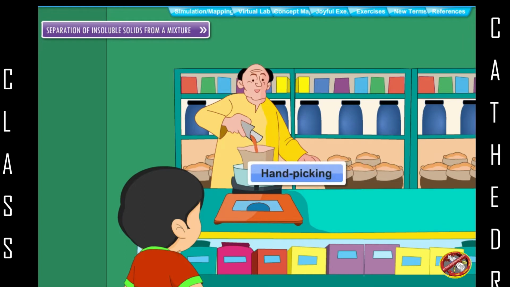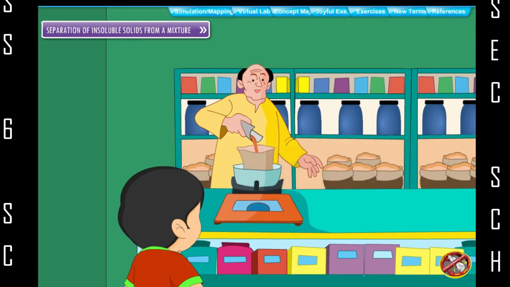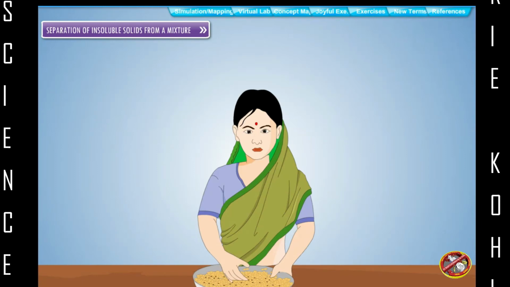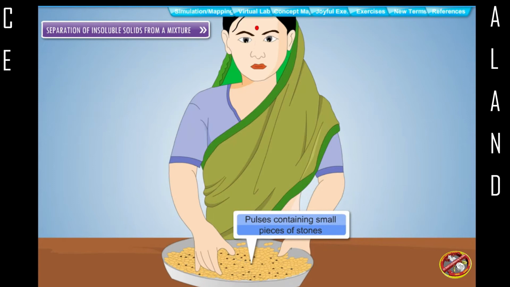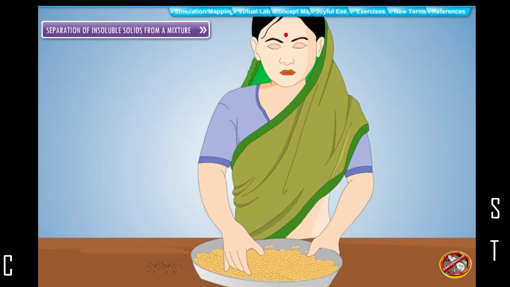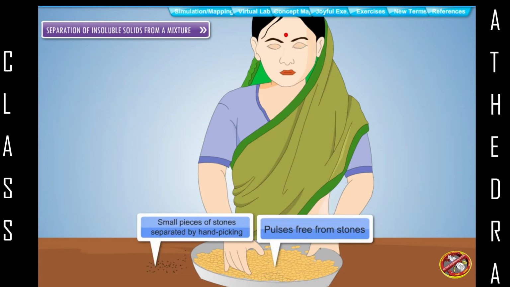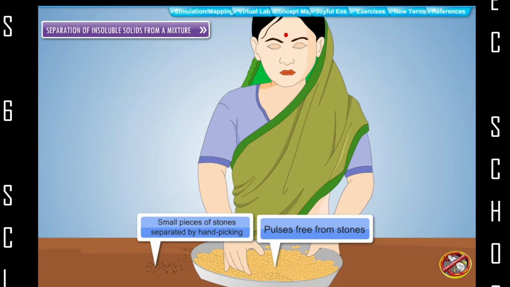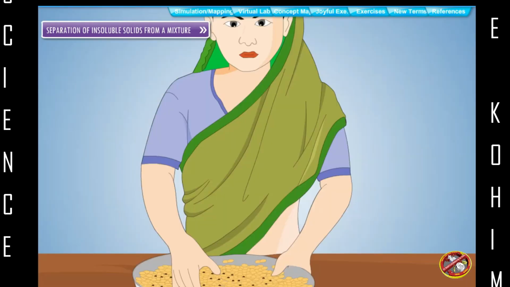Hand picking. The grains and pulses that we buy from the market may contain undesirable components like small stones. These components look very different from the food grains. They are of different sizes and colors, so these can be spotted easily. Such undesirable components can be removed by hand picking. Hand picking means to take out by hand.